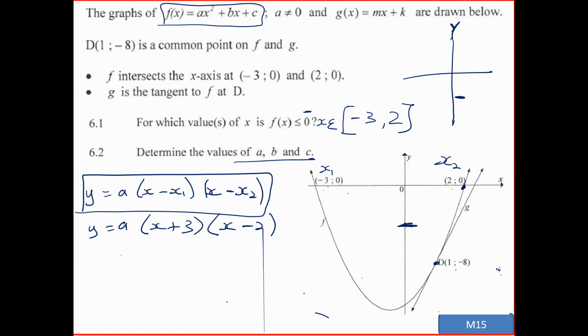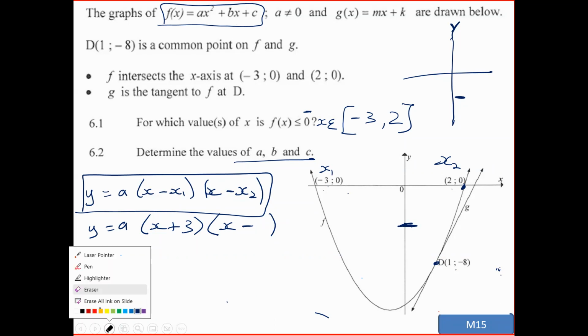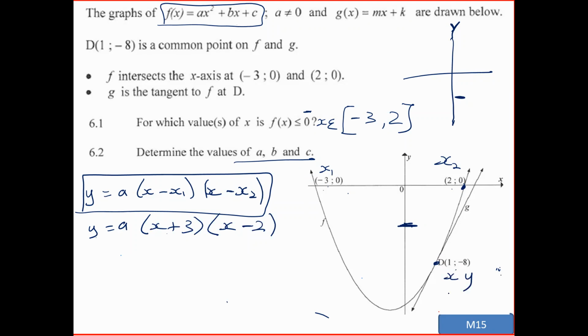Now remember, what am I trying to do here? I'm actually trying to find a. And remember what I said, if you go to y equals a times, to find a, you sub a point. So we have a point on the graph called xy, which is the D. So D is (1, minus 8), so I'm going to use minus 8 for y, which is equal to a into 1 plus 3. So I'm replacing the x value with 1, and 1 minus 2. Someone can use the calculator quickly to help us out.